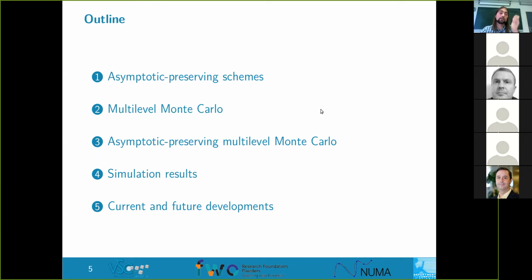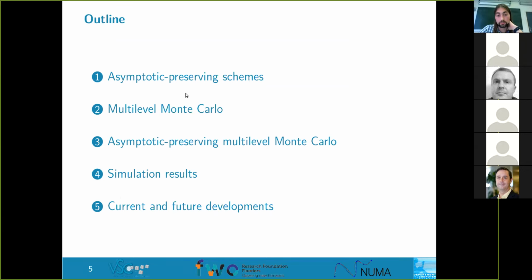So now the rest of this talk is going to be about how we use a combination of asymptotic-preserving particle schemes on the one hand and multi-level Monte Carlo to avoid this issue of the time step restriction. So first I'm going to introduce these two approaches very quickly. Then I am going to say how we do this in practice for the scheme I just showed you, how we apply asymptotic-preserving multi-level Monte Carlo here. Then present some simulation results in this area, and finally present some current and future developments, both planned here and also with some work of colleagues of mine.